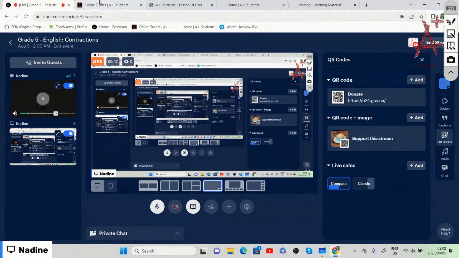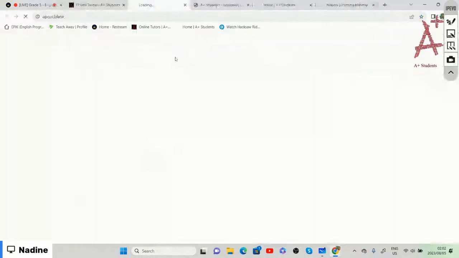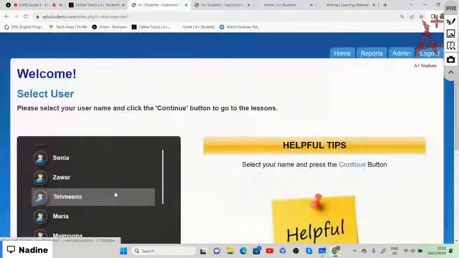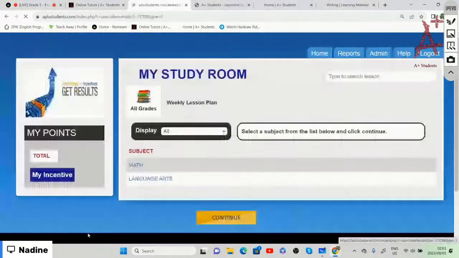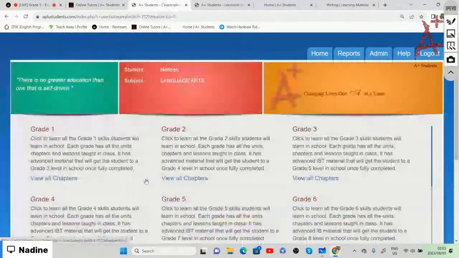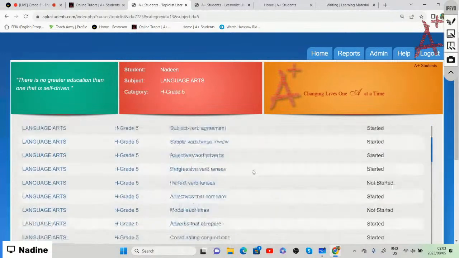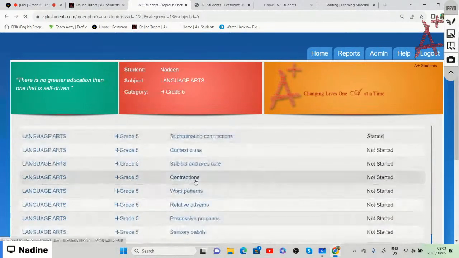Before we go on to our English grade 5 lesson on contractions, we're going to log in to aplusstudents.ca. We're going to log in with our username as well as our password. Then we're going to choose the subject of language arts. Once we've chosen language arts, grade 5, we're going to scroll down until we get to the chapter of contractions, right?